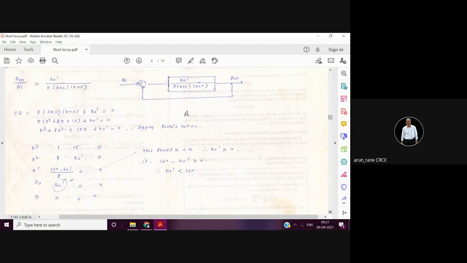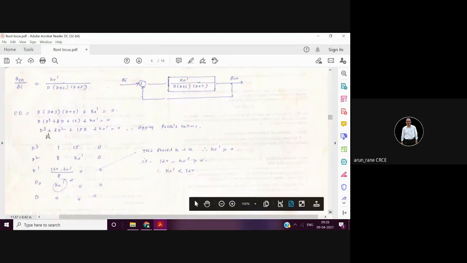So the characteristic equation will be, now if you take this plus and minus, it will be 1 upon 1 plus AB, 1 upon 1 plus AB. So you will get this. So you simplify this. Then you apply the Routh criterion.